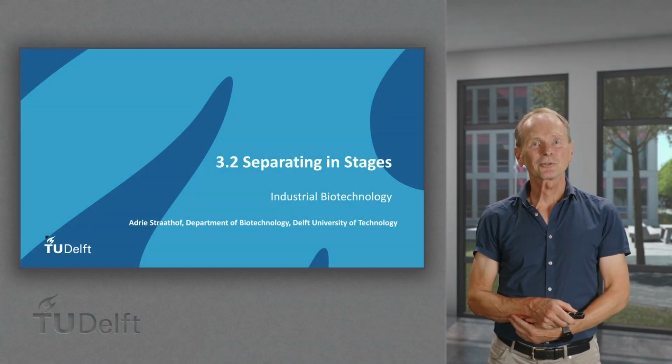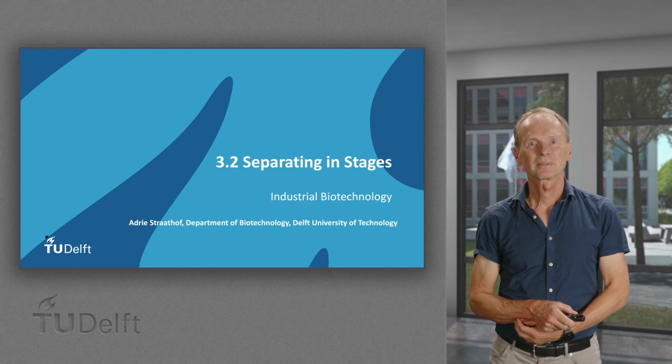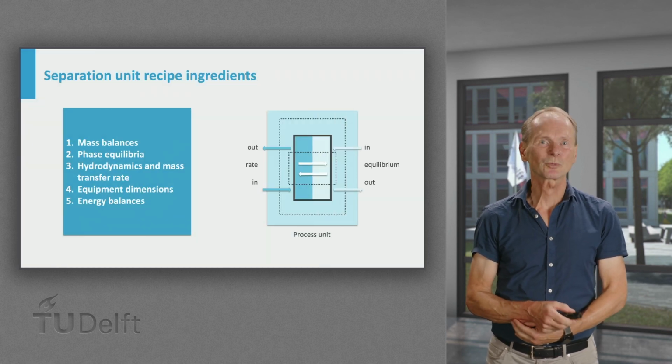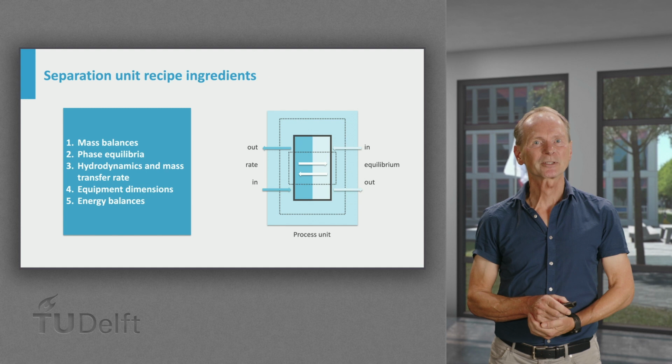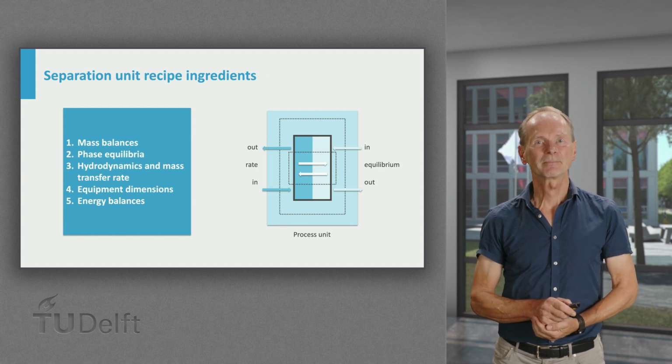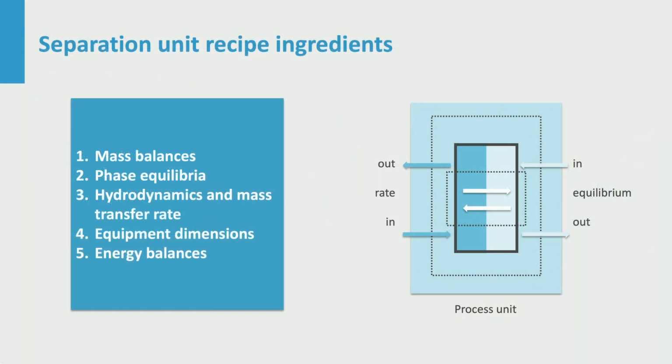Welcome to this lecture on separating in stages. There is no design recipe that works for all unit operations, but the ingredients are always the same. Typically, you first set up mass balance for the unit operation and for its individual phases in terms of flow sizes and composition. Then you introduce the equilibrium distribution of components between the different phases to determine how many equilibrium stages are needed for the desired separation.